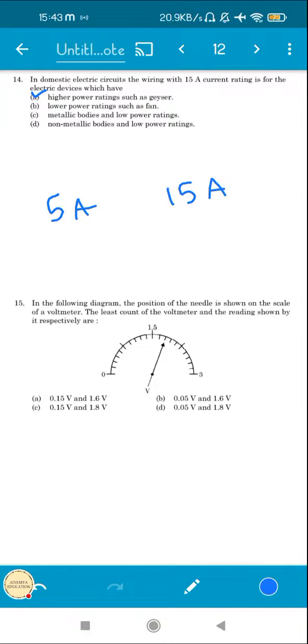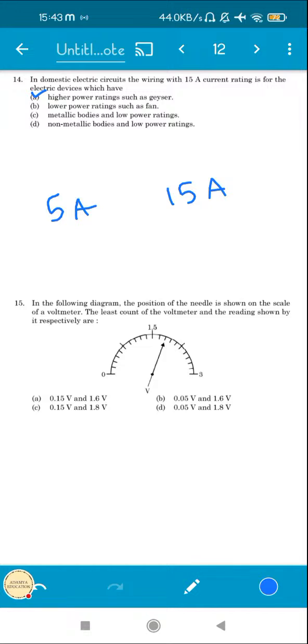Question number 15 now. In the following diagram, the position of a needle is shown on the scale of a voltmeter. So this is a voltmeter which measures the potential difference between two terminals, either of a battery or any part of the circuit. Our question is to find the least count of the voltmeter. So observe the diagram very carefully.